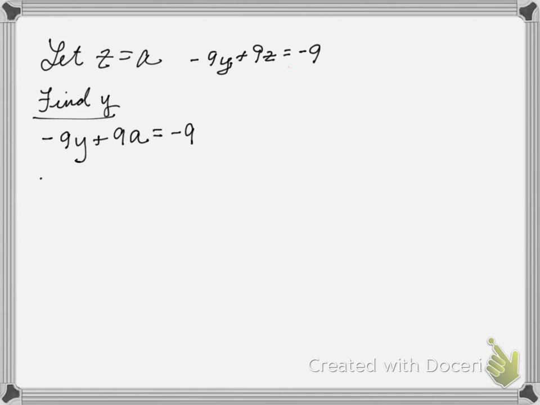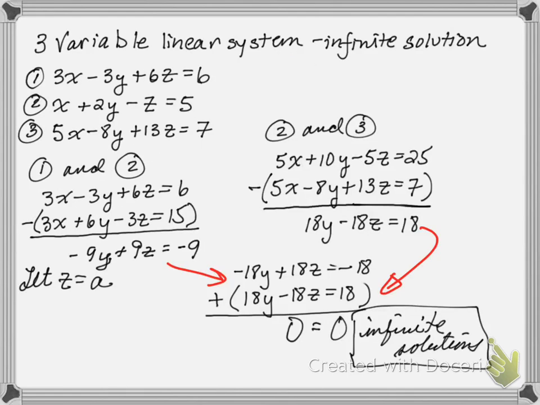So y, negative 9y is equal to negative 9 minus 9a, and then dividing by negative 9, I'm going to have y is equal to 1 plus a when I simplify that. Think about what we're trying to do. Let's remember that back here, we are trying to find the solution to this system.